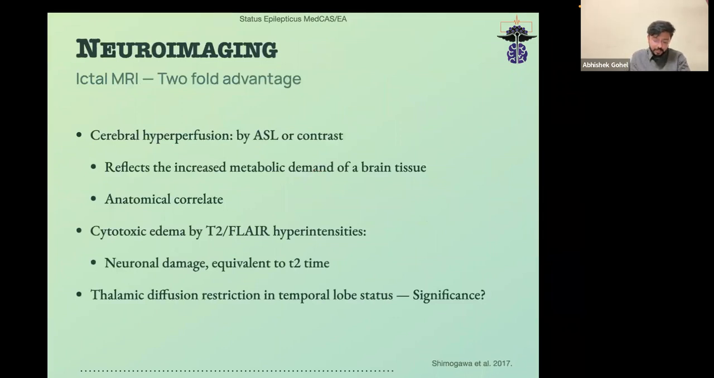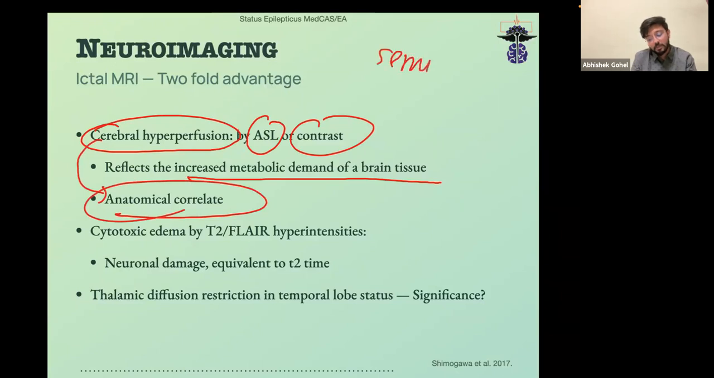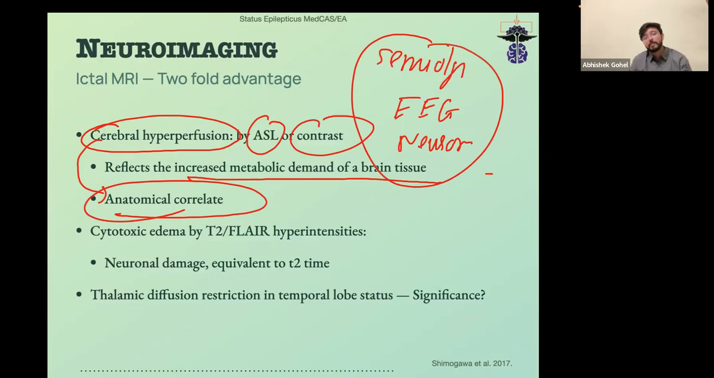What to look for in an ictal MRI? We look for two things over here. We look for cerebral hyperperfusion, focal hyperperfusion in the cerebrum. That can be done by arterial spin labeling or by contrast. So it reflects the increased metabolic demand of a brain tissue. It can give you a direct anatomical correlate. The first anatomical correlate was by semiology, what the witness has informed you or you have yourself seen of the seizure. Next is by the EEG data. Third is neuroimaging. So by three modalities, you are able to correlate anatomically.